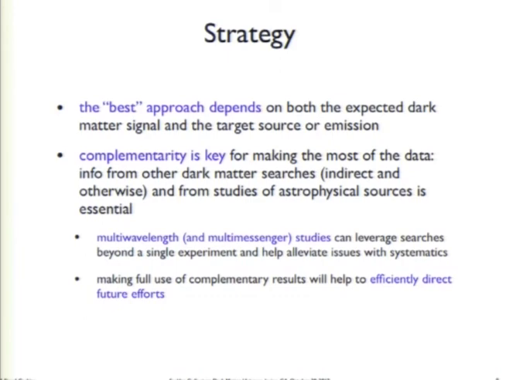And on that note, complementarity is really key to make the most of the data. We want to use information from other dark matter searches, both indirect and otherwise, but also I want to focus on how important it is to use studies of astrophysical sources to better constrain our dark matter models and to improve our search strategies. In particular, multi-wavelength and multi-messenger studies can help to leverage searches beyond a single experiment, and naturally they can help alleviate issues with systematics. And finally, we'll want to make sure we're making full use of complementary results to help efficiently direct future efforts.